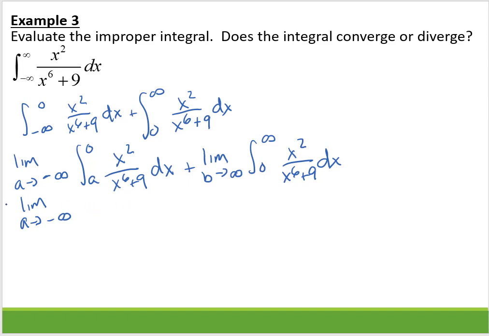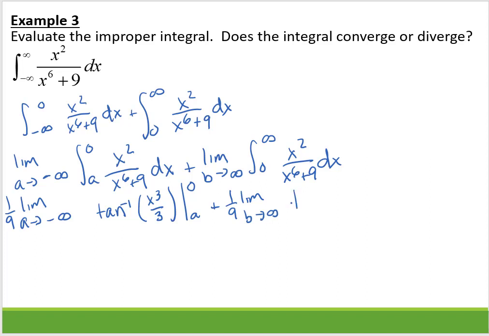So going back to my previous slide, both of these turn into this. What was it? It was 1/9 inverse tangent of x to the third over 3, evaluated from a to 0, plus 1/9 limit as b goes to infinity of my inverse tangent x to the third over 3 from, oh, this should be a b up there, 0 to b.